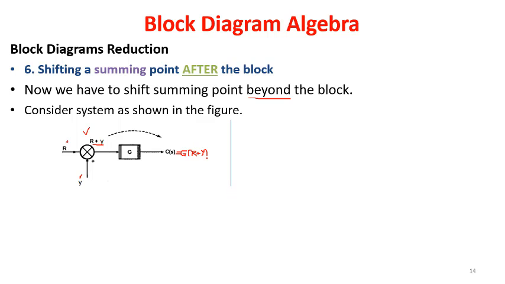When we shift the summing point after the block, what do we get? So this summing point is shifted in front. Here an additional block has to be brought, that of the forward block, that is the G block. In the previous case we were doing the reciprocal G block, and we are supposed to get the output.